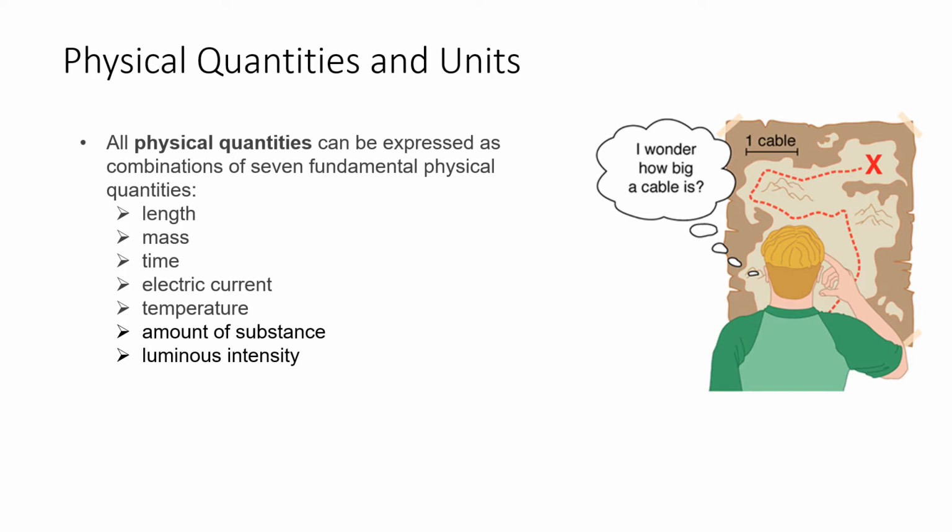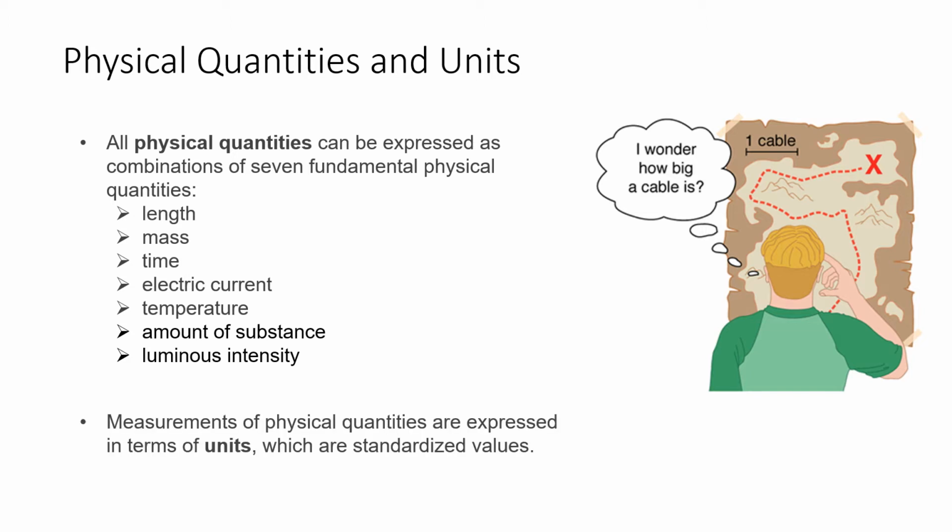Measurements of physical quantities are expressed in terms of units, which are standardized values. Without standardized units, it would be extremely difficult for scientists to express and compare measured values in a meaningful way. As shown in this picture, distances given in unknown units are simply useless.